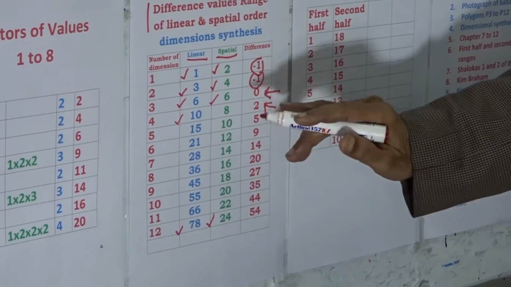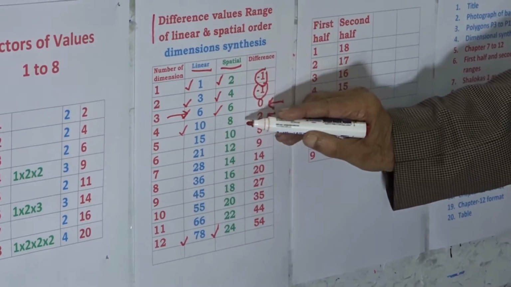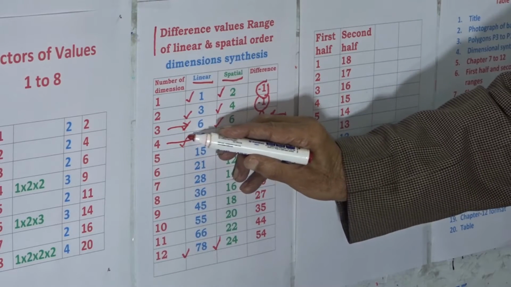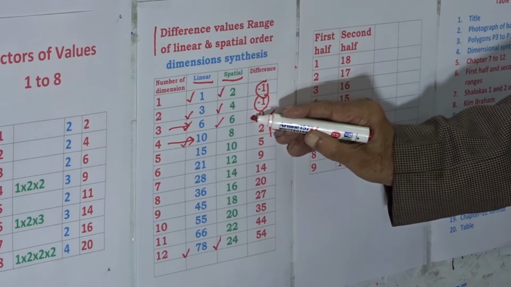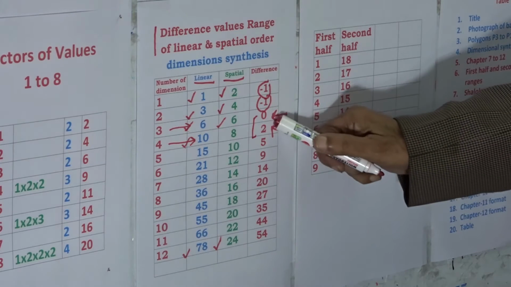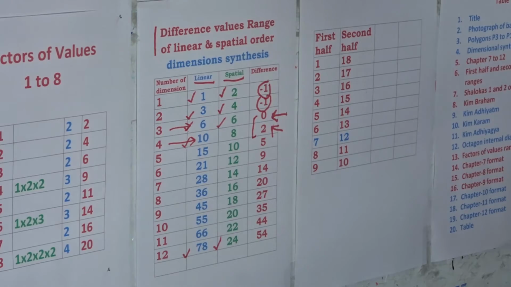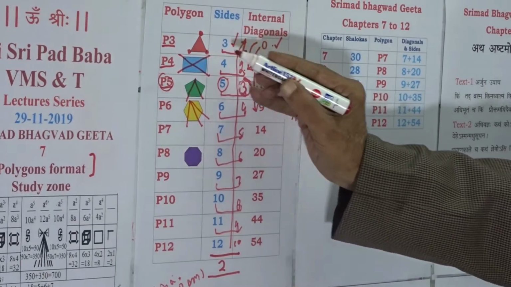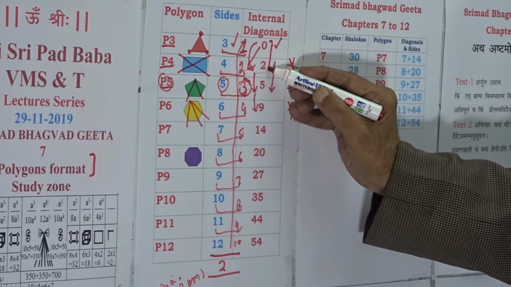The difference value of the triple linear and spatial dimensions is 0, and the quadruple linear and spatial dimensions synthesis value difference is 2. It is this feature that we are now having. See, here the increase is going to be of value 2. So 0 internal diagonals for polygon 3, 2 internal diagonals for polygon 4. The increased value, the difference value is 2.